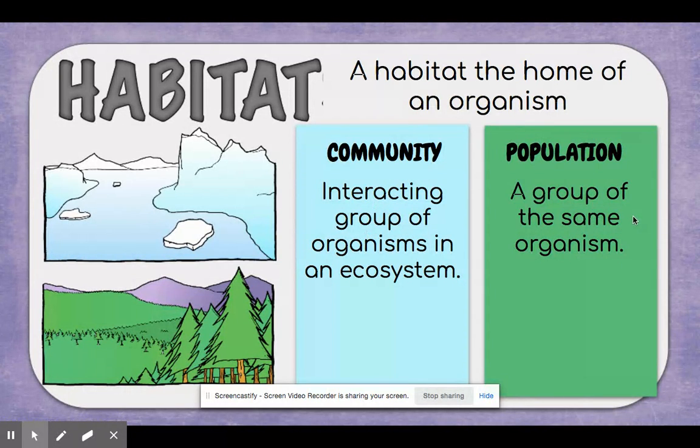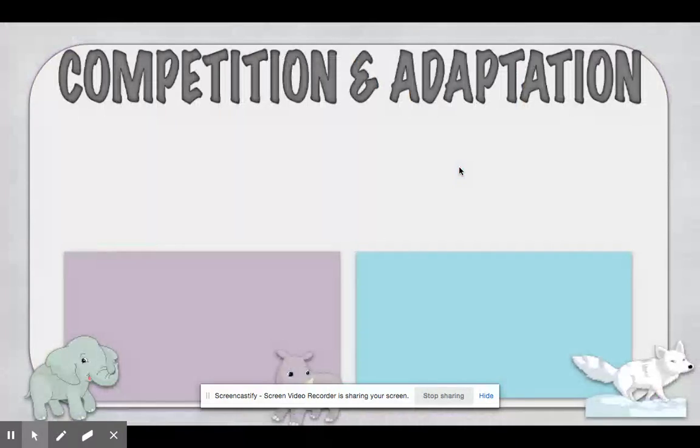So when I look off my back porch right now, I might see a bunch of squirrels. I see a population of squirrels. But if I was talking about the community that's off my back porch, I would also be talking about the squirrels, the rabbits, the snakes, the deer, the turkeys. So that is the difference between the population and the community. And the home is where they live.